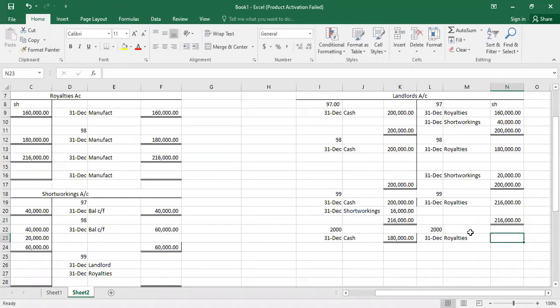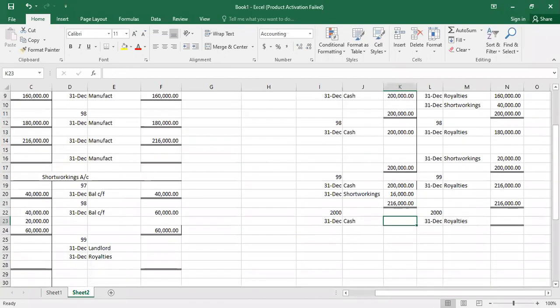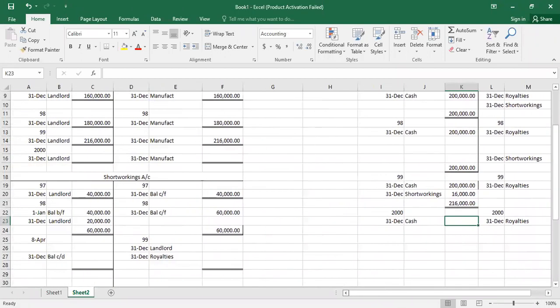So I come to the shortcoming account. I'm supposed to credit the surplus, isn't it? We are supposed to, of 16,000. Yes. Surplus of 16,000.